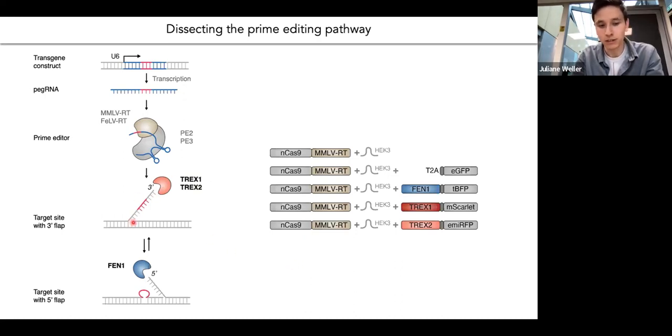So prime editing creates these flap intermediates, and flap nucleases, which are specific either for the 3' flap that contains the edit or the 5' flap that contains the wild type sequence, could potentially interfere with the editing process. And to test out their direct contributions, we cloned these constructs and overexpressed them together with a library targeting the HEK3 site in HEK293T cells.